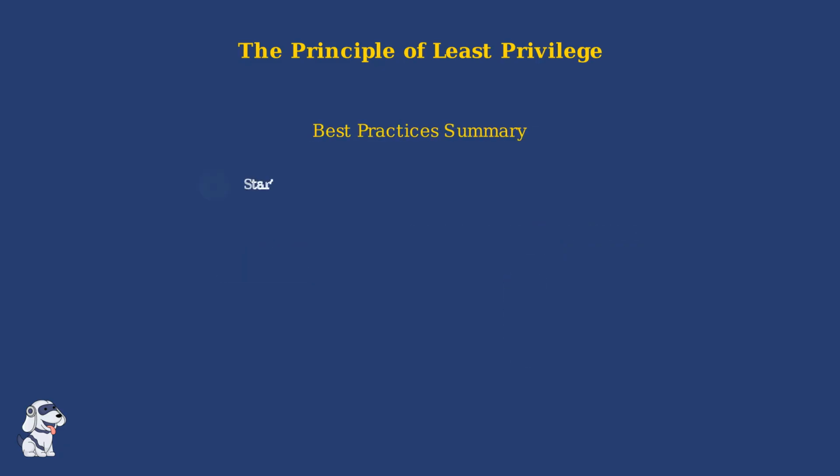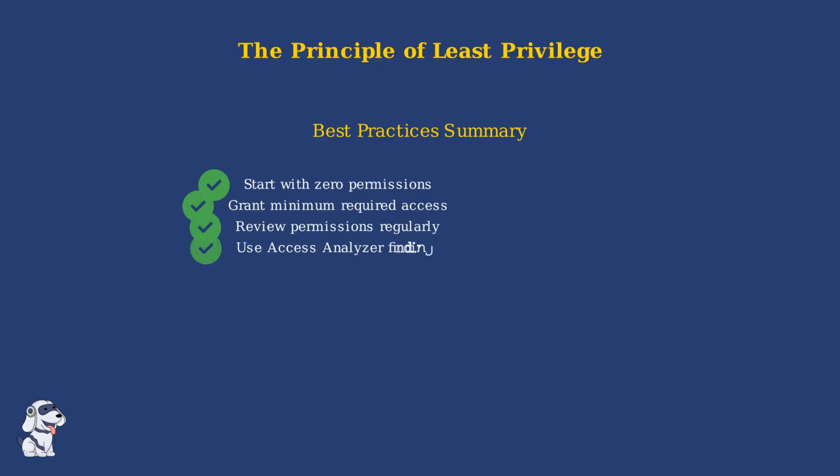To successfully implement the principle of least privilege, follow these best practices. Start with zero permissions, grant only minimum required access, review permissions regularly, utilize Access Analyzer findings, and maintain documentation for all permission justifications. These practices form the foundation of a secure IAM strategy.